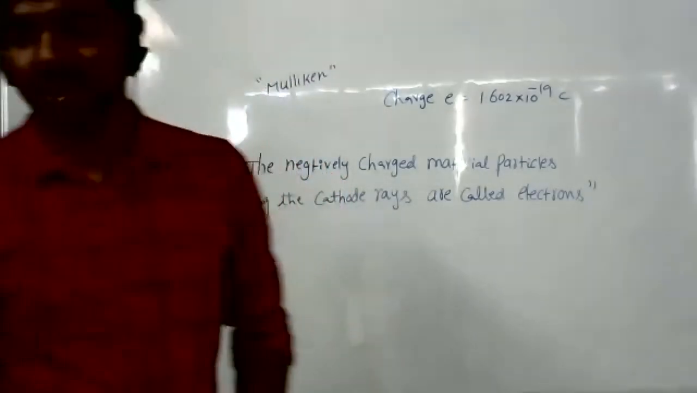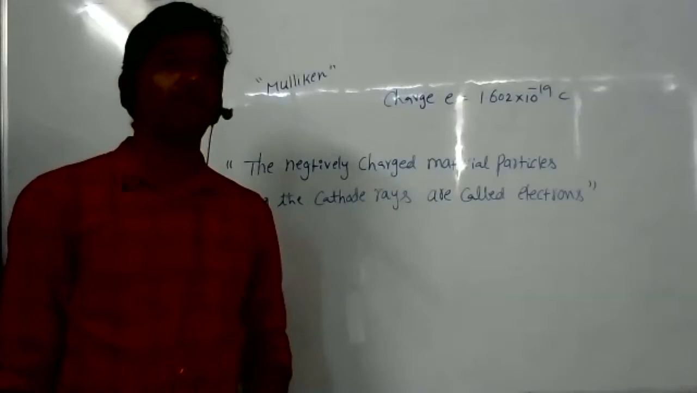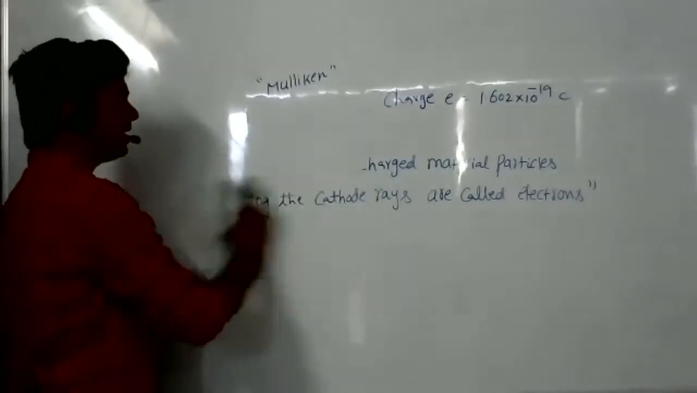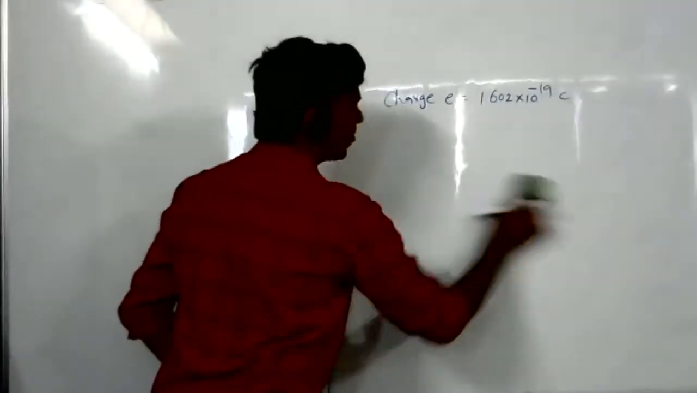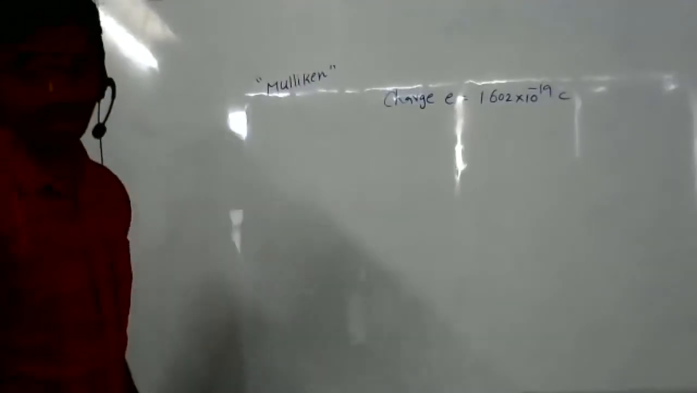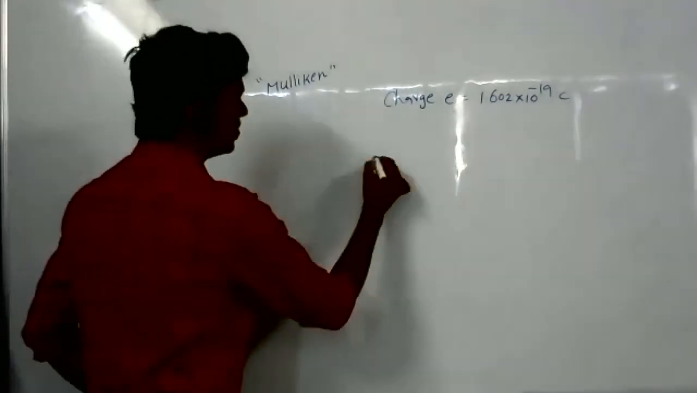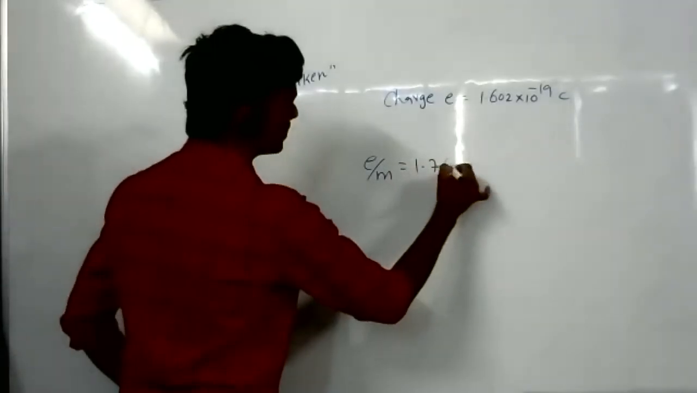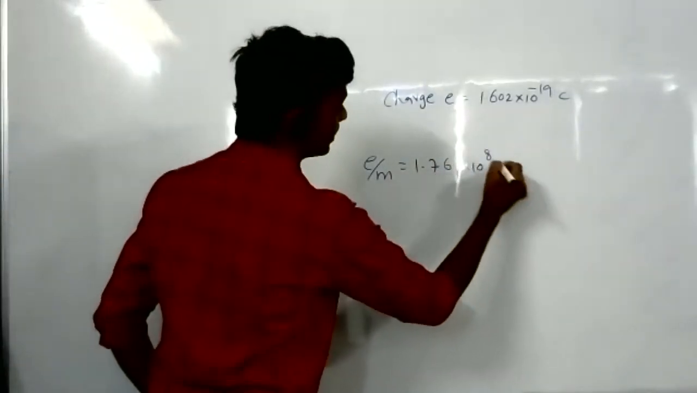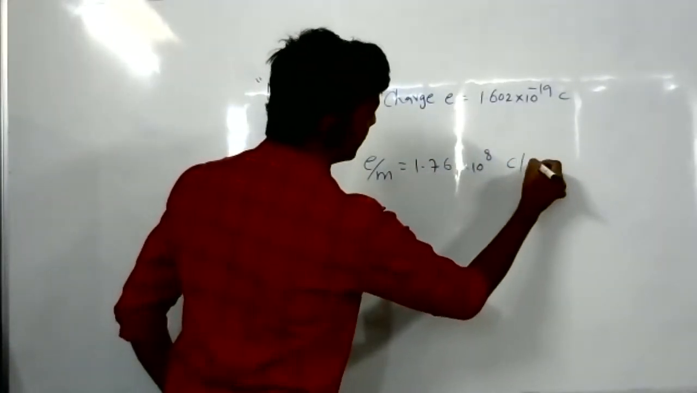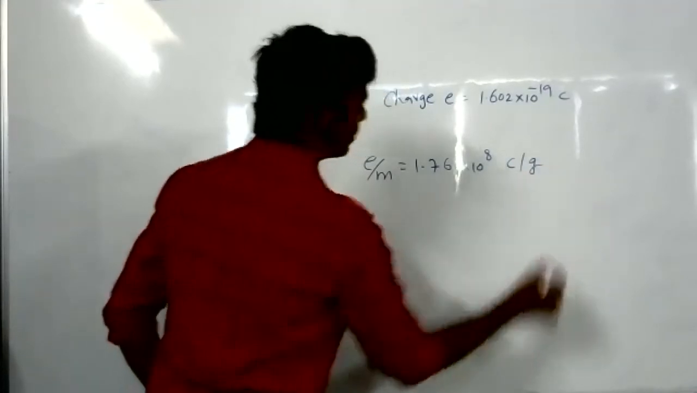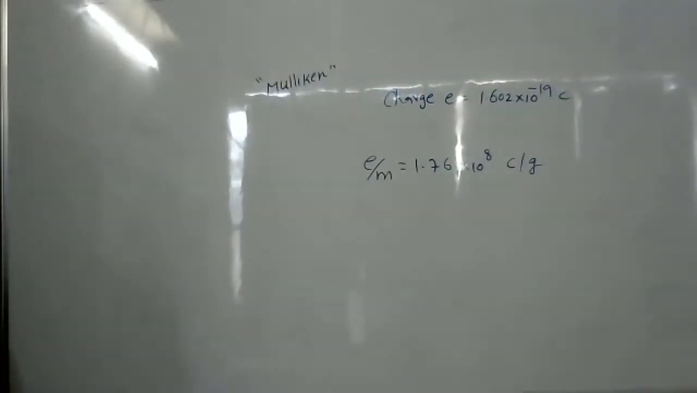Next, J.J. Thomson calculated the e/m ratio of the electron, charge by mass, because the mass of the electron we can't calculate directly. He calculated only the e/m ratio. One minute, I will tell you that value: 1.76 × 10^8 coulombs per gram.